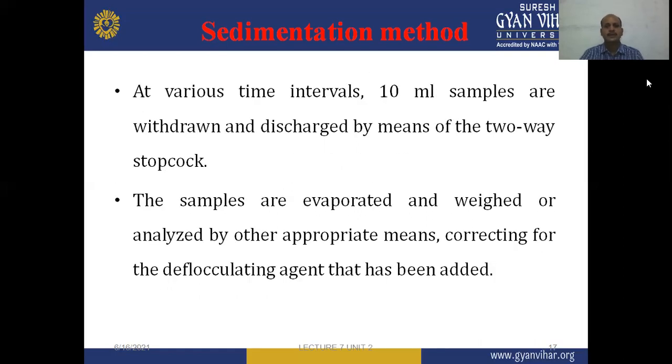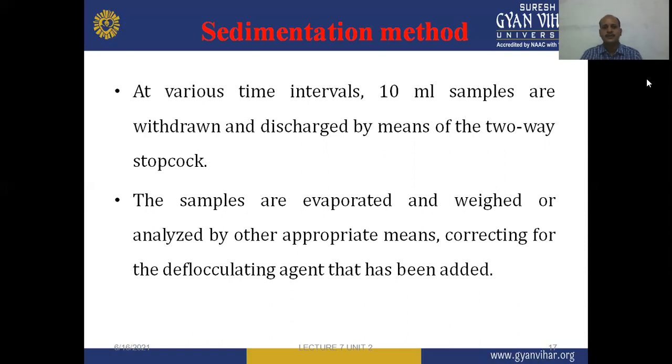At various time intervals, maybe 5 minutes or 10 minutes, whatever is suitable and given, 10 ml samples are withdrawn and discharged by means of a two-way stroke probe. So after a specific time interval, we have to separate out a 10 ml sample with the help of the pipette, and then the samples are transferred into a petri dish and evaporated, and after evaporation it is weighed or analyzed by other appropriate means, correcting for the deflocculating agent that has been added.